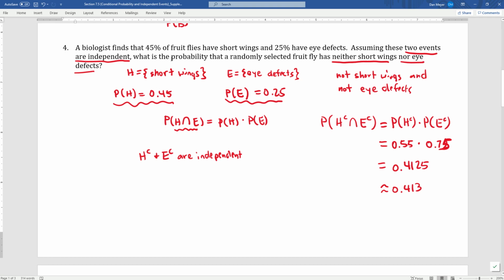All right. Now, just like we did in the first problem, we also could have used our independence of H and E to find that the probability of the intersection here is 0.45 times 0.25, which is 0.1125. And since we have the intersection, we could fill in a Venn diagram. I think probably the main challenge here is deciphering the neither nor. Neither nor means not that one and not the other one.